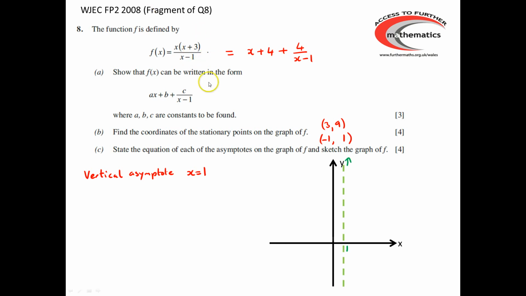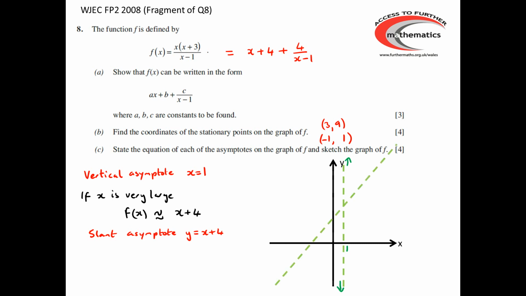If x is just a little bit less than 1, the top is still roughly 4, the bottom has become a very small negative number. 4 divided by a very small negative number is going to give me a very large negative number. Now, if x is very, very large, the 4 over x minus 1 term here is negligible. So f of x is going to be very close to the value of x plus 4, which means that we have got a slant asymptote of y equals x plus 4. So there's the slant asymptote gone in.